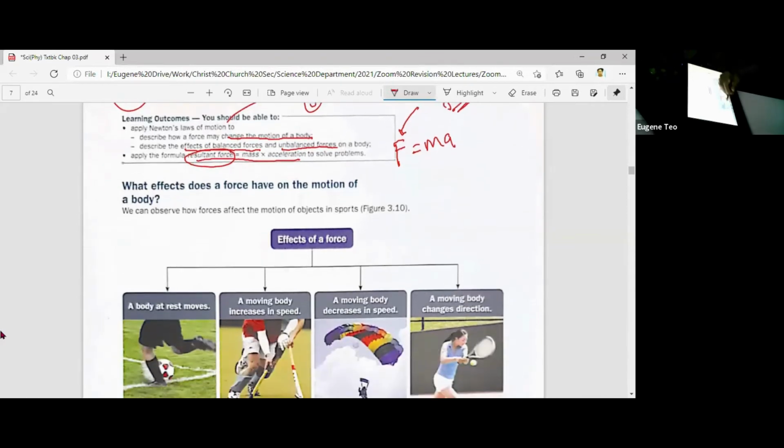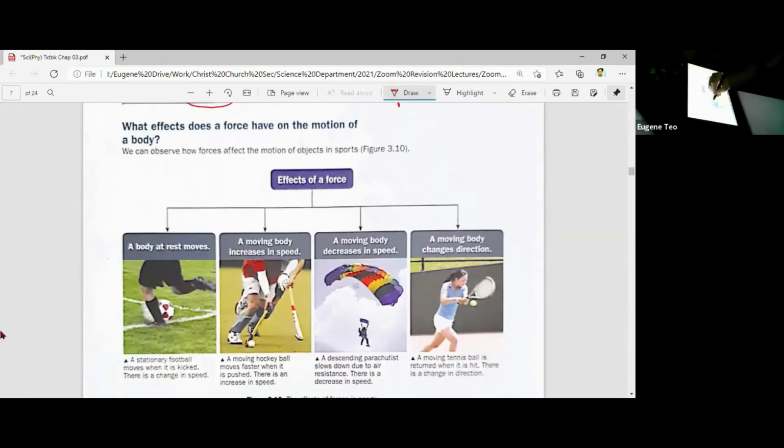So let's start first on the effects. What are the effects of a force? You can cause a body at rest to move. So a stationary object, once you exert a force, starts moving. A moving object can increase its speed. For example, a car moving at 10 meters per second, you apply a driving force, it becomes 20 meters per second. So a force can cause an increase in speed. And of course, if it can increase speed, a force can also cause a decrease in speed, just like when you press the brakes, the car slows down.